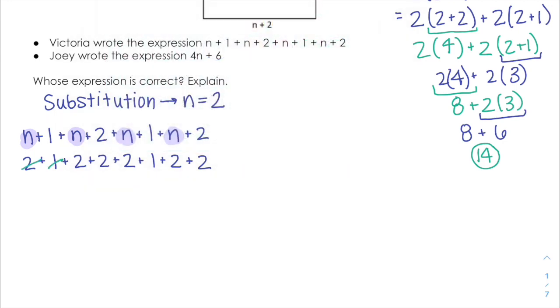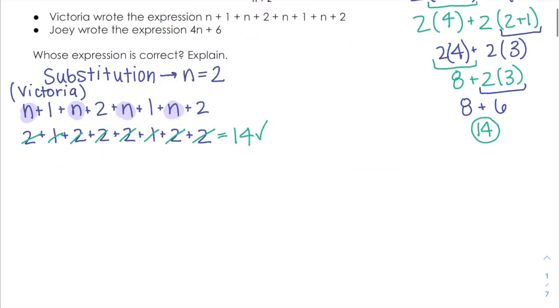So 2 plus 1 gives us 3, plus 2 is 5, plus 2 is 7, plus 2 is 9, plus 1 is 10, plus 2 is 12, and plus 2 is 14. So these all add up to be 14. It looks like Victoria, whose work we forgot to label, has the correct expression because she had an answer of 14 when we substituted n for 2.